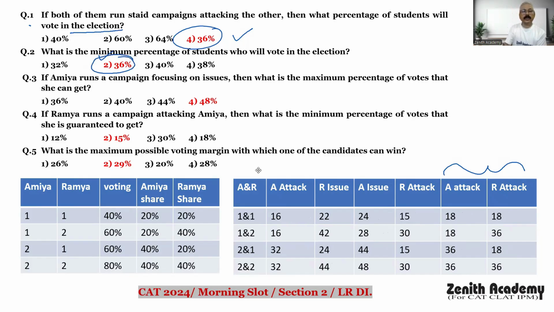And now see question number 3. If Amya runs a campaign focusing on issue, then what is the maximum percentage of votes that she can get? Okay, so it means Amya is focusing on issues, no matter what the level of campaign is.